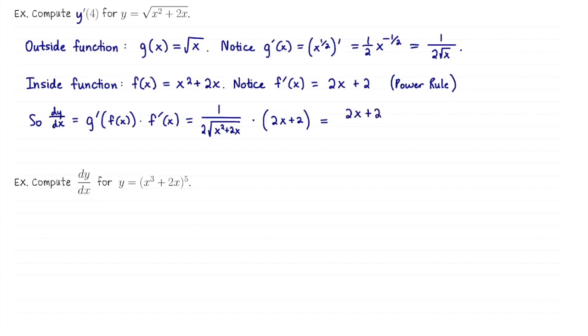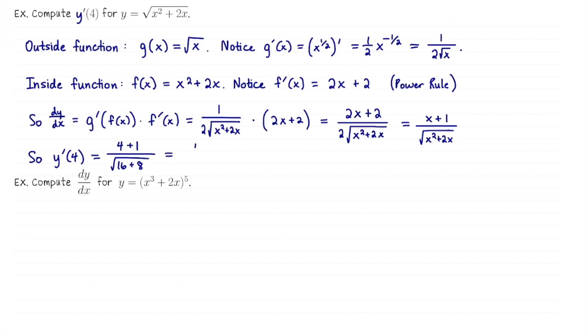You can simplify that if you like, so that would be 2x plus 2 over 2 times the square root of x squared plus 2x, or in other words, x plus 1 over the square root of x squared plus 2x. This is actually the general statement for dy dx. If we're just interested in y prime at 4, we plug in 4, and we get y prime at 4 is 4 plus 1 over the square root of 16 plus 8, which simplifies down to 5 over 2 times the square root of 6.